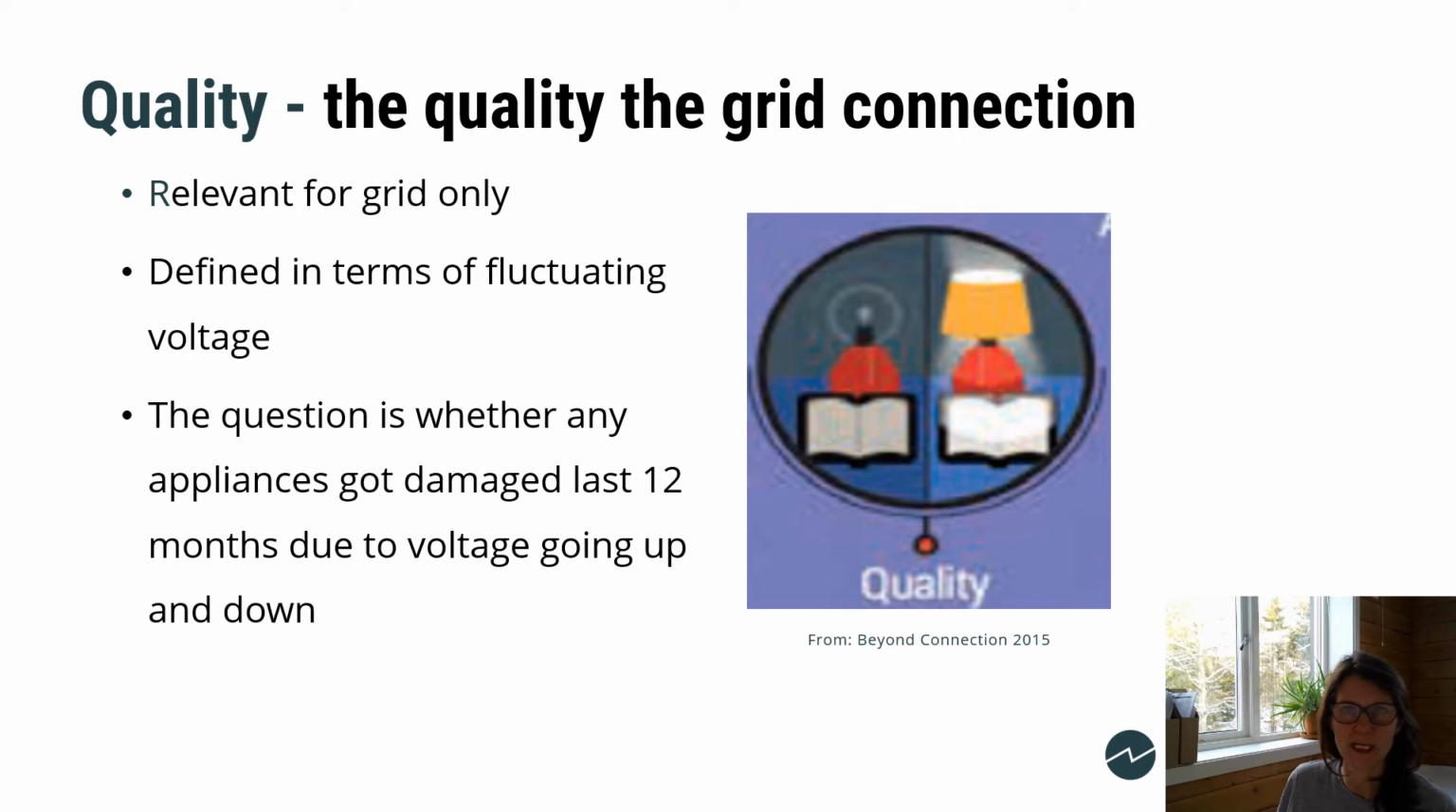Also, the quality dimension is relevant for grid only. Quality of electrical supply is defined in terms of fluctuating voltage for grids. The question that is used to capture this is whether any appliances got damaged in the last 12 months due to voltage going up and down.